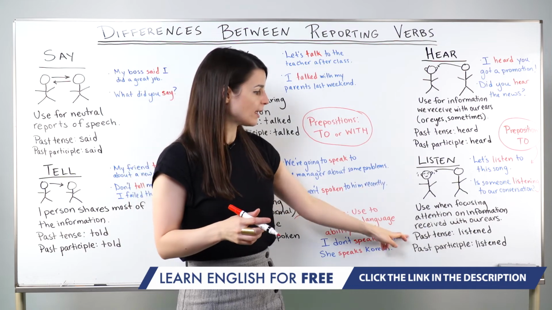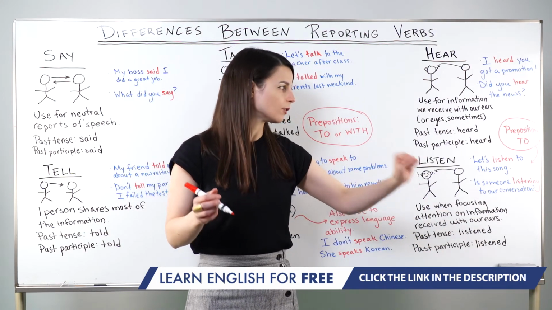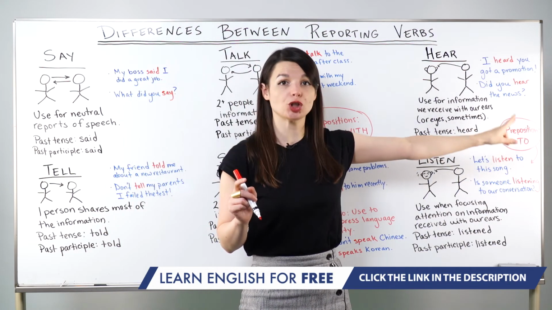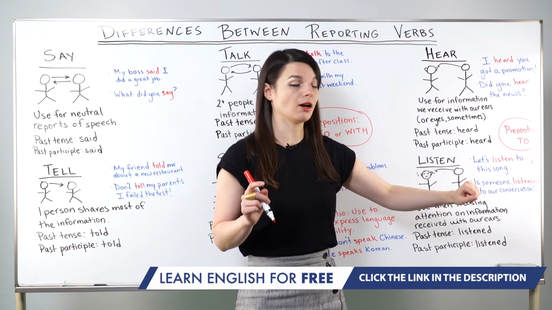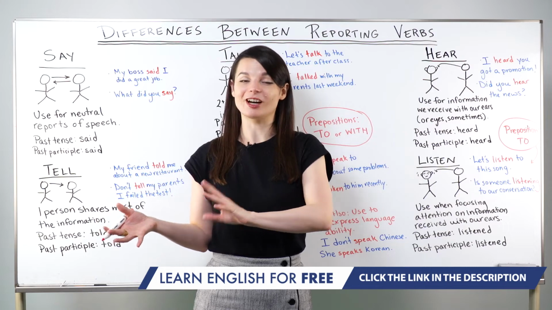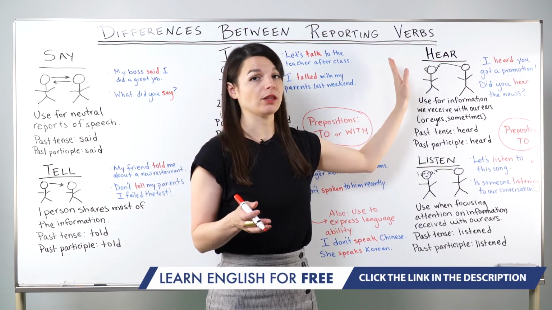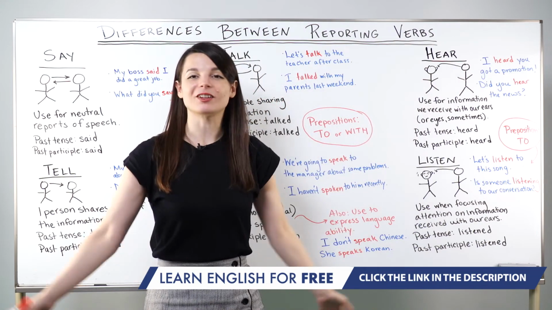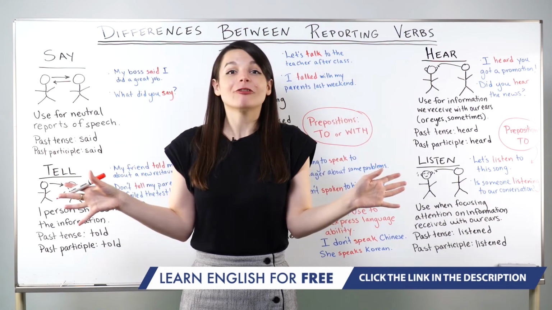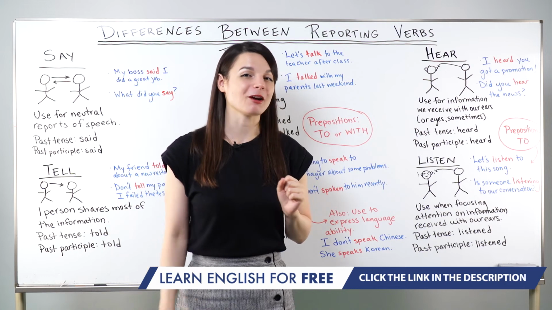For reference, past tense form of listen is listened, and past participle form is also listened. Please keep in mind when we use listen, we use the preposition to. Listen to a song, listen to a conversation, listen to your teacher, and so on. So please use the preposition to. We do not use this preposition with hear. So this is a very quick introduction, but a quick comparison, a quick introduction to the differences between all of these reporting-related verbs. So I hope that it was helpful for you.